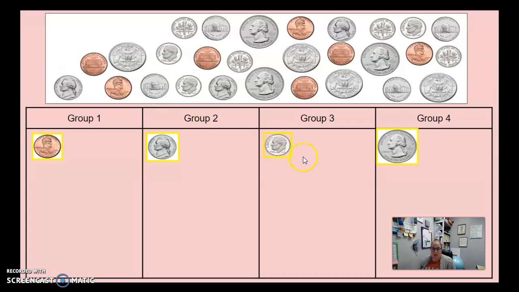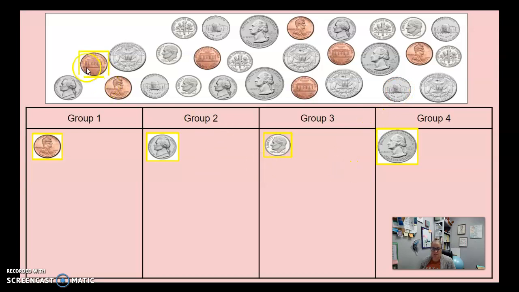It's going to be our job today to figure out where to put all of these other coins. Is it going to go with the penny group, the nickel group, the dime group, or the quarter group? Now these were all the heads side, but you'll see some of these are the tail side, so we're going to have to look really, really carefully.